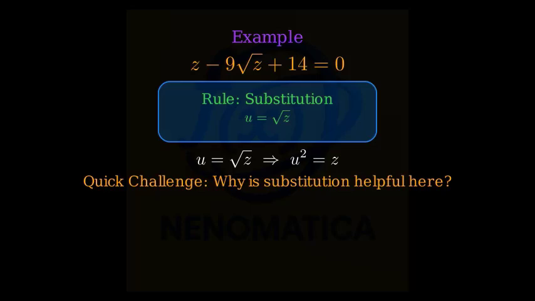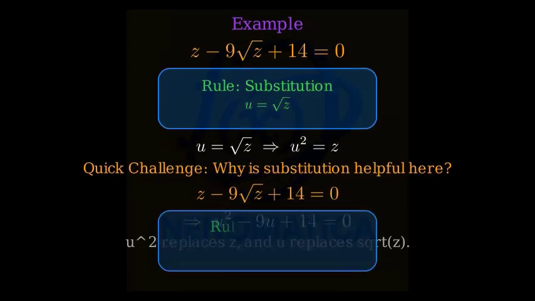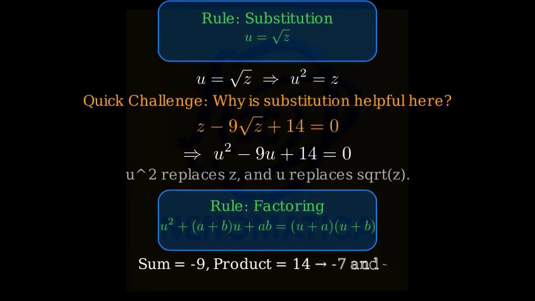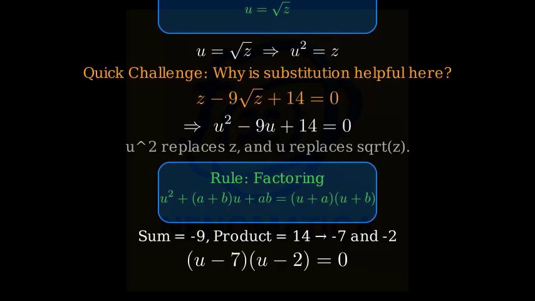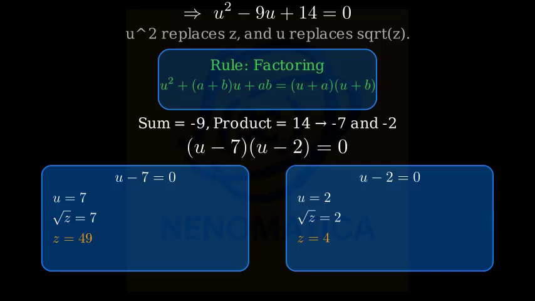Step 2. Substitute into the original equation. Replace z with u² and √z with u. We get a standard quadratic. u² - 9u + 14 = 0. Step 3. Factor the quadratic. We look for two numbers that multiply to 14 and add to -9. They are -7 and -2, so the factorization is (u - 7)(u - 2) = 0. Step 4. Solve for u, then back substitute to find z. From u - 7 = 0, u = 7. Then √z = 7, so z = 49.